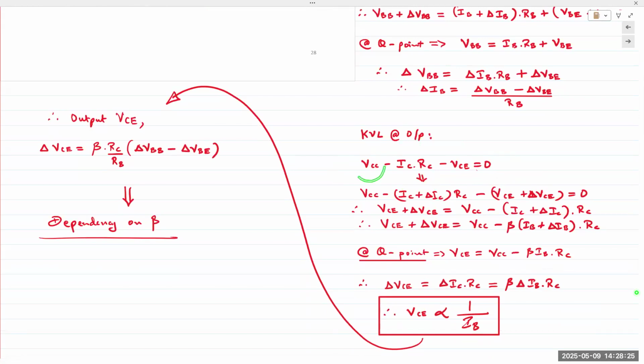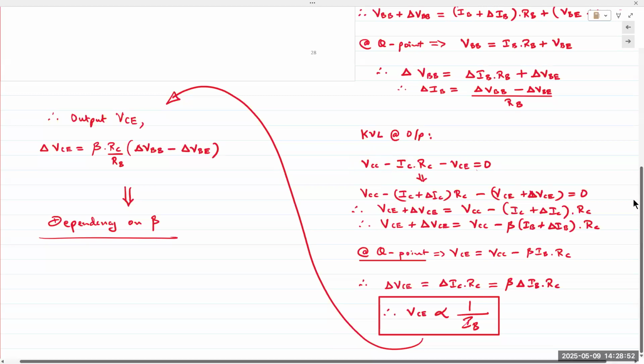Keep in mind, on the output side, VCC is simply a biasing voltage. On the input side, we have VBB and delta VBB because we are applying DC voltage as input and the AC input voltage. On the output side, we are simply biasing the circuit. There is no AC component to it. Hence, it's just VCC. There's no delta VCC. Does that make sense to everyone?